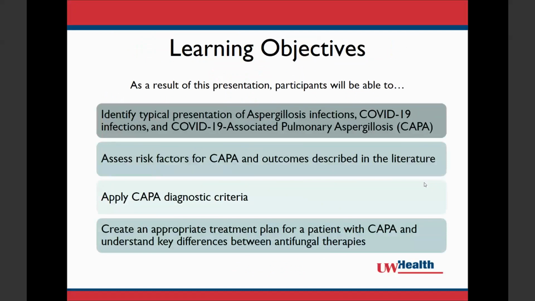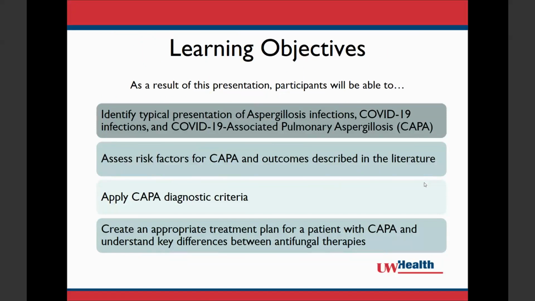So the learning objectives are displayed on the slide here. As a result of the presentation, I hope that you will all be able to identify a typical presentation of an Aspergillus infection, COVID-19 infections, but more specifically COVID-19-associated pulmonary aspergillosis, otherwise known as CAPA, which is what I will call it for a lot of the presentation.